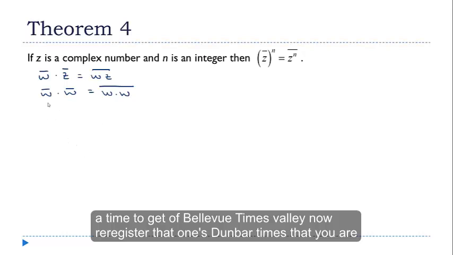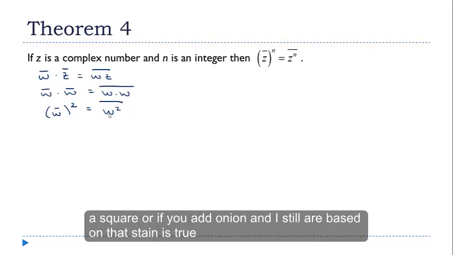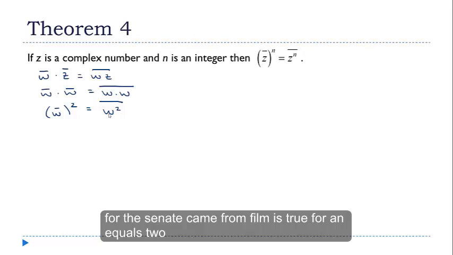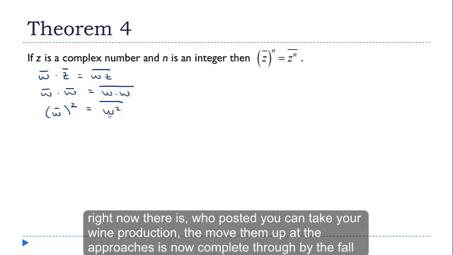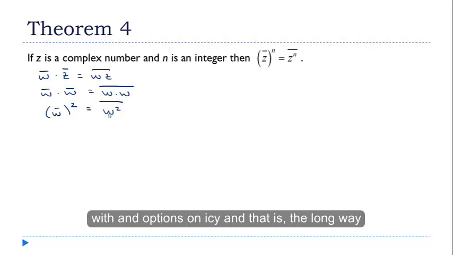Now, rewrite this with exponents. W bar times W bar is W bar squared, and this is the conjugate of the square. So you see what I've done here. I've shown that our statement is true for a specific case. I've shown that it's true for n equals 2. Now there's two approaches you could take here. One approach, the more high-level approach, is to now complete the proof by what's called mathematical induction. I'm concerned that a lot of the people viewing this video may not be familiar with induction, so I'm going to do this the long way.